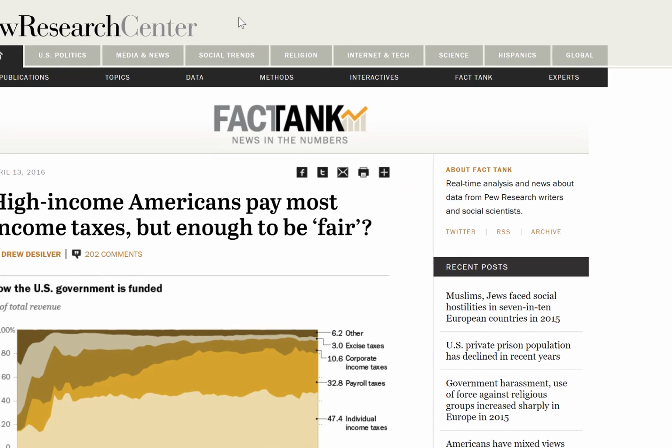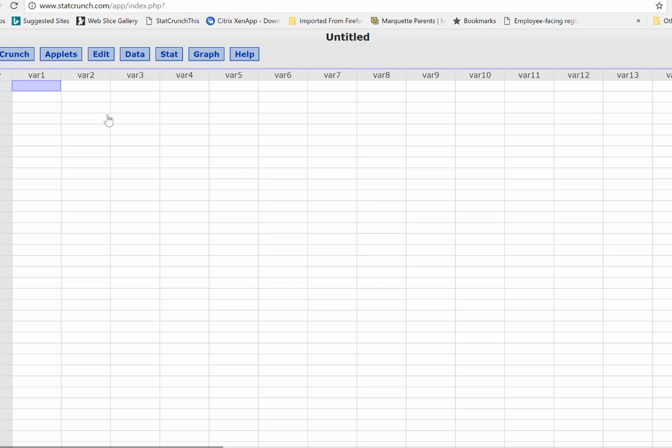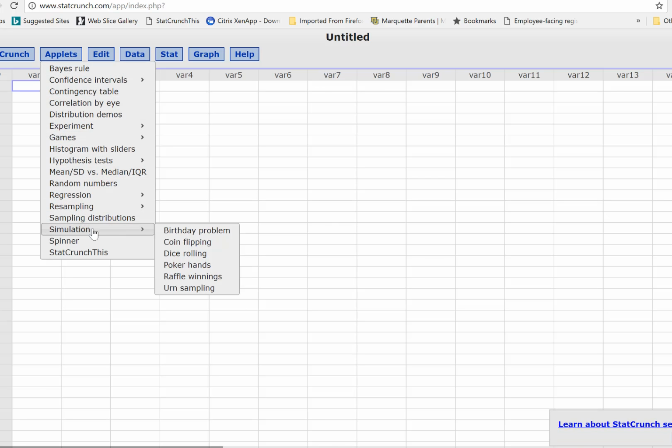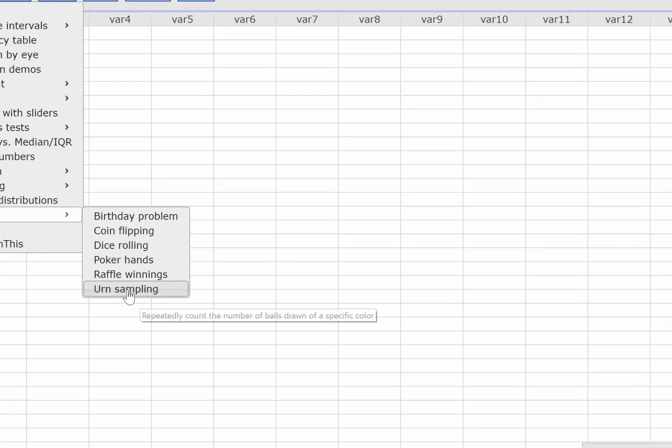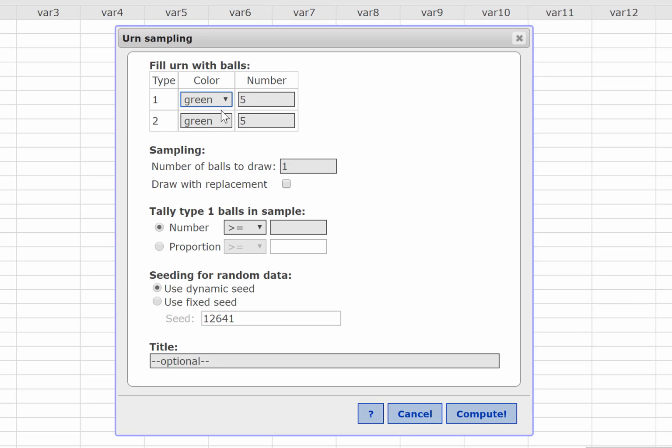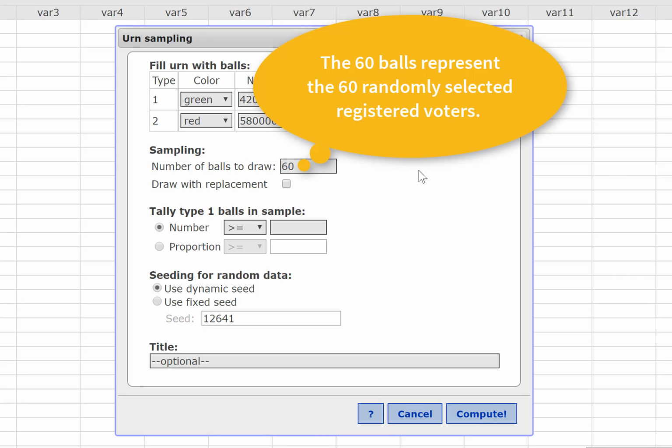I'm going to go off to StatCrunch. I'll go ahead and open StatCrunch. And under Applets and Simulation, there's an urn. Click on the urn. We said the green balls we're going to have 4.2 million, 4,200,000. And then the red is going to be 5,800,000. We're going to draw 60 balls from the urn. What do the 60 balls represent? Yeah, the sample size, the 60 voters in the district.